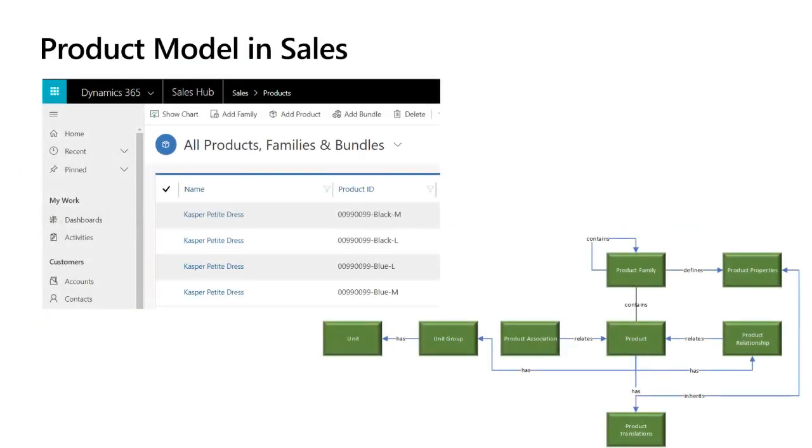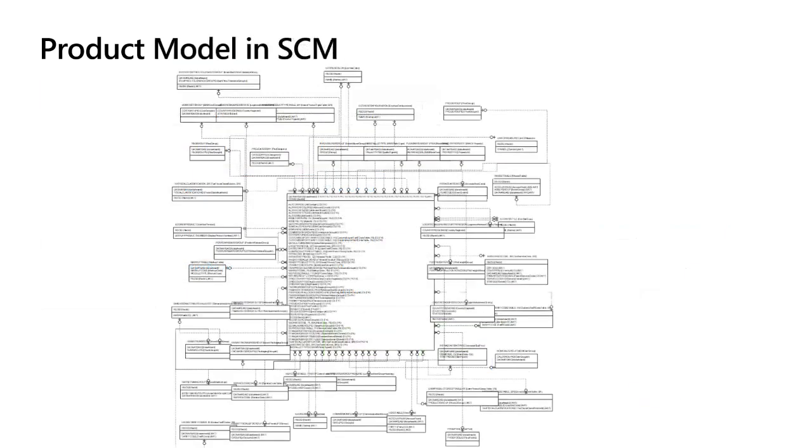From a product maintenance perspective, this is a view of the product model in sales. It's relatively simple, and that's really because it's focusing on what it needs to do from a sales perspective. As we get into finance and operations, or the supply chain management capability, we see a lot of complexity introduced. Now, if you can't read this, that's okay. I'm making a point here, in that from a product maintenance and modeling perspective in the supply chain management solution, there is a lot of complexity, a lot of tables, a lot of relationships.